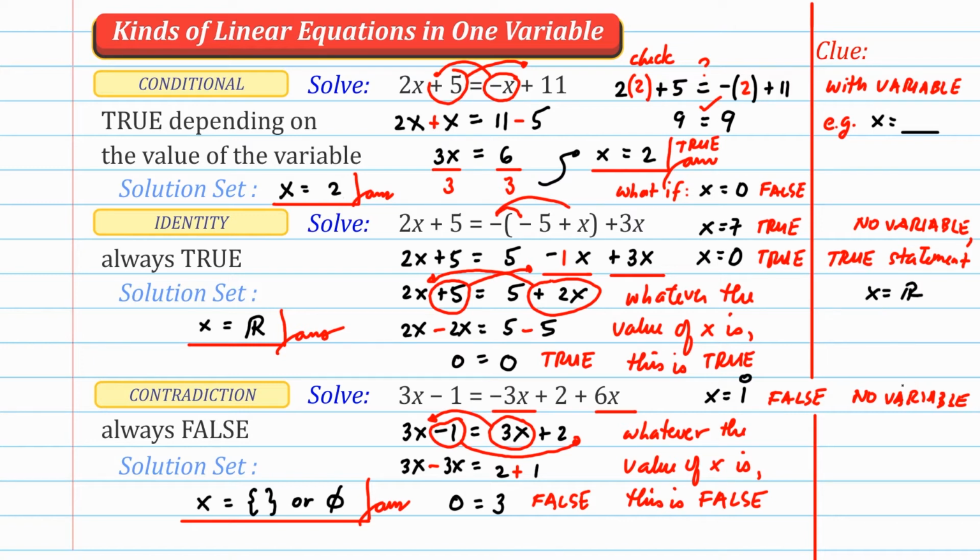Okay? Oh, paano kapag contradiction? Yung lumabas, no variable, pero ito, it's now false. The resulting statement is a false statement. So, pag no variable, it's a false statement. Contradiction. Kino-contradict niya eh. Whatever the value of x is, it will always be false. So, anong sagot dyan? Sir, walang magiging true dyan. So, null set ang sagot dyan. Okay? So, these are very important clues that you should know when dealing with conditional, identity, and contradiction.